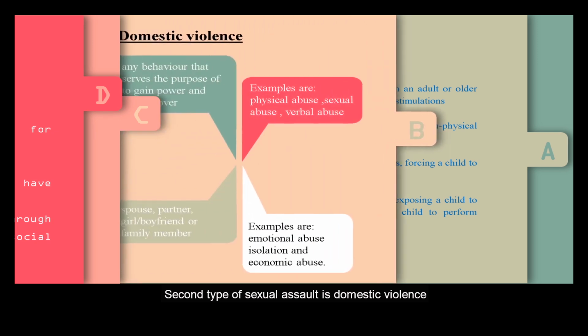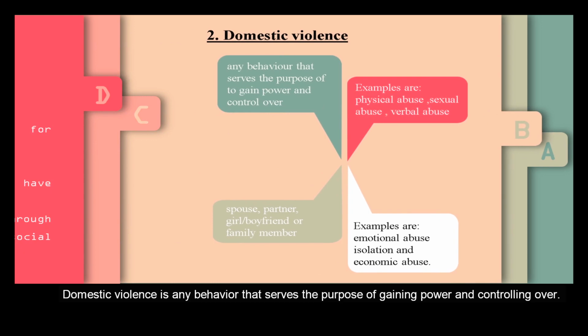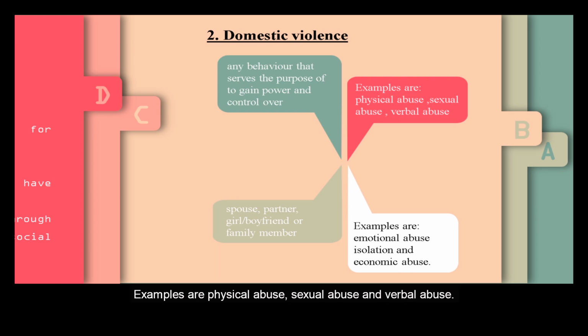The second type of sexual assault is domestic violence. Domestic violence is any behavior that serves the purpose of gaining power and control over someone. Examples are physical abuse, sexual abuse, and verbal abuse. It can be between a spouse, boyfriend, girlfriend, or even family members. Other examples are emotional abuse, isolation, and even economic abuse.